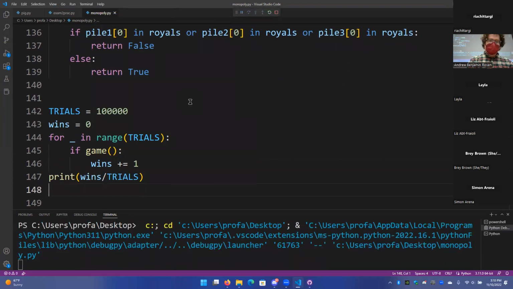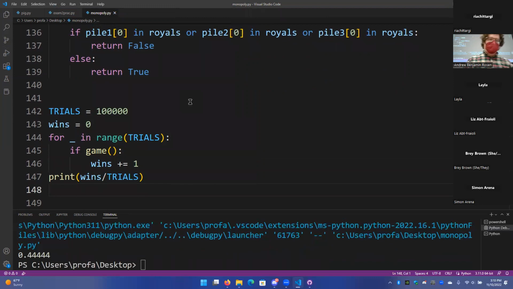And your chances of winning are around 44%. It's not a 50-50 shot. It's about a 44% shot, according to this.